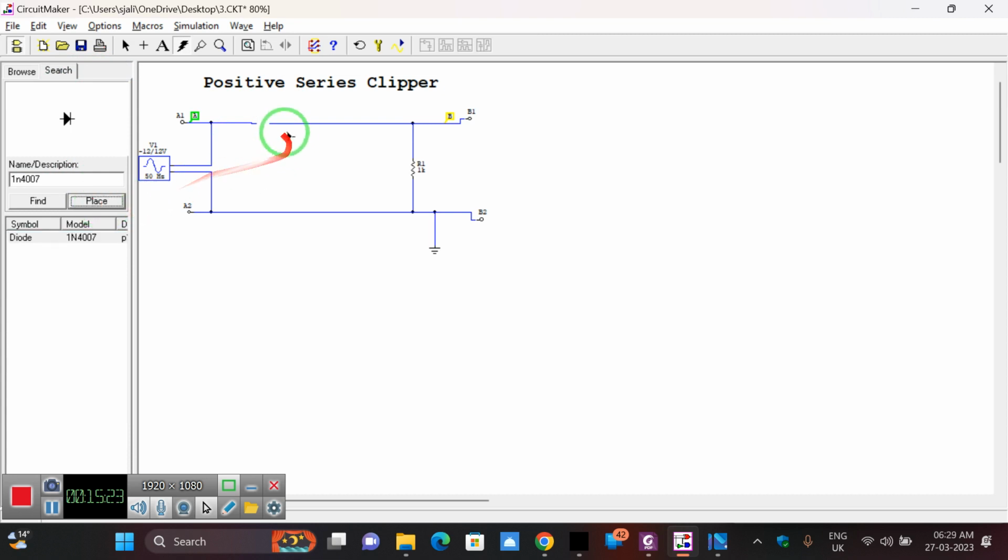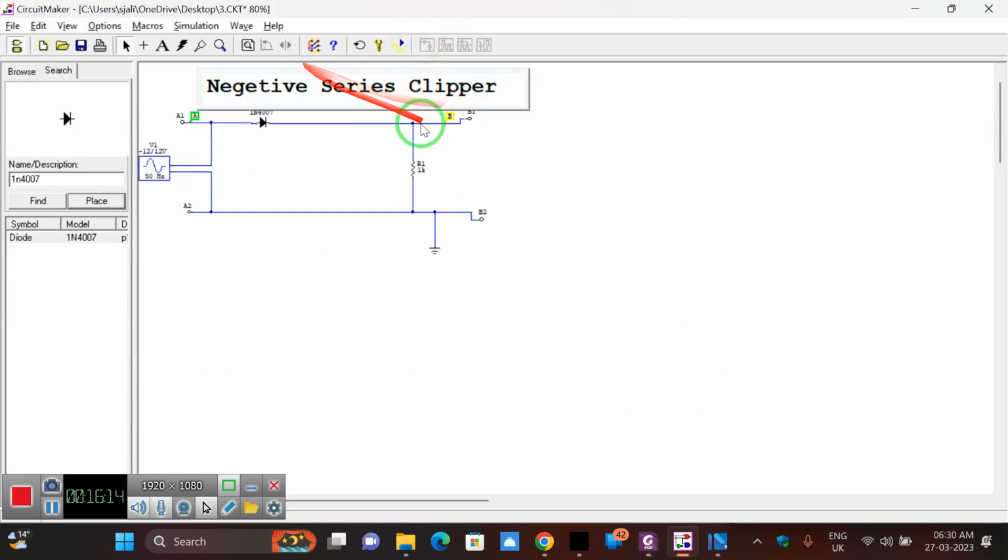1N4007, very fast. Previously it was reverse bias, now I will keep it in forward bias. Yes, now I have to change this to negative clipper. We have to make a bigger one so that all items fit. Negative series clipper, so it is there. Okay, so negative series clipper, that is called, only we are removing the negative part and allowing the positive part. So just save this and see the output.